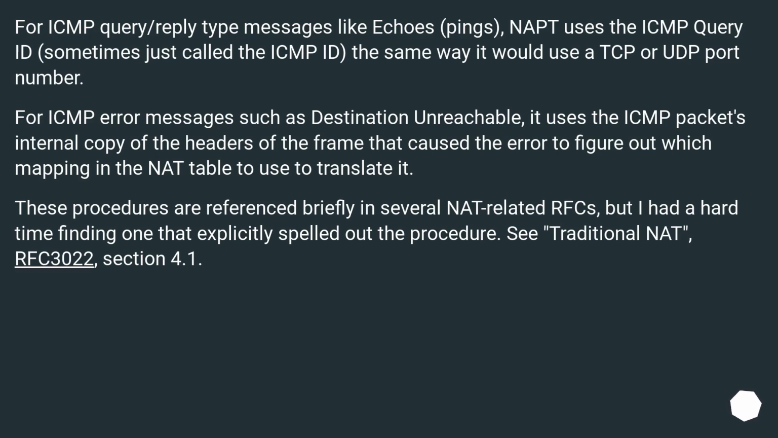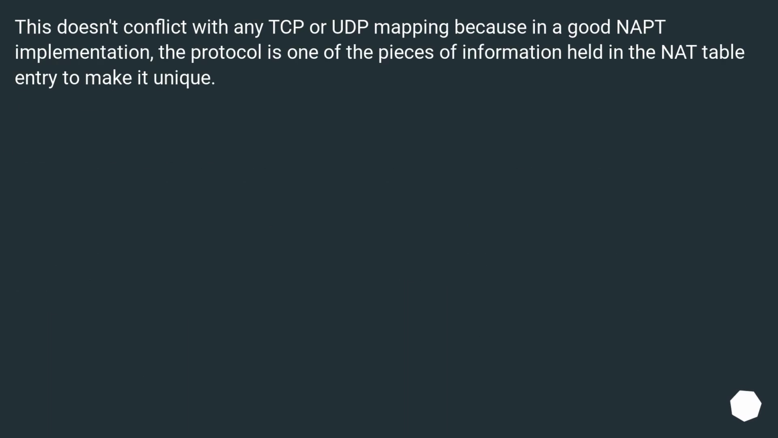These procedures are referenced briefly in several NAT-related RFCs, but I had a hard time finding one that explicitly spelled out the procedure. See Traditional NAT, RFC 3022, Section 4.1. This doesn't conflict with any TCP or UDP mapping because in a good NAT implementation, the protocol is one of the pieces of information held in the NAT table entry to make it unique.